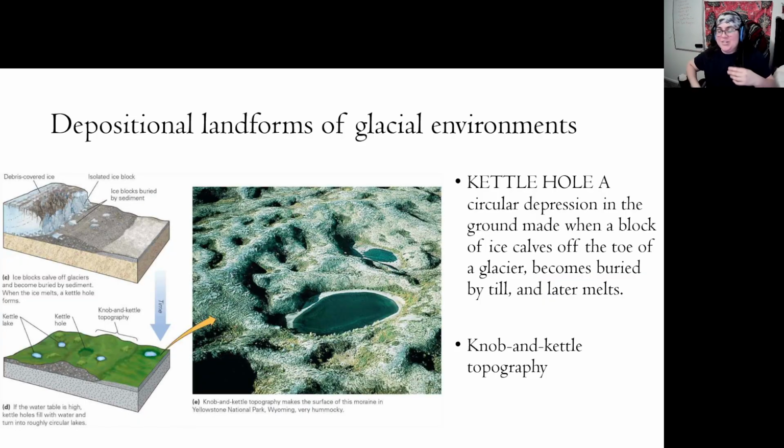The next glacial features that we're going to look at are kettle holes. Kettle holes are circular depressions formed in the ground when a block of ice calves off the toe of a glacier, becomes buried, and then melts. So these are little chunks of ice that broke off, melted, and formed a lake. When they happen, it's not a singular kettle hole; it tends to be a lot of kettle holes. Because of this, geologists call the whole landscape knob and kettle topography, because we have holes and then little hills, and it's a whole thing.